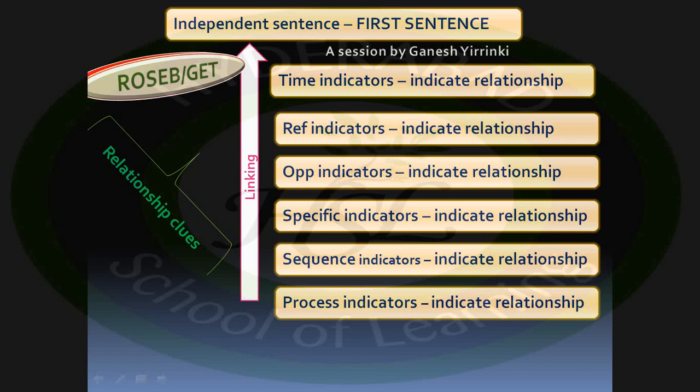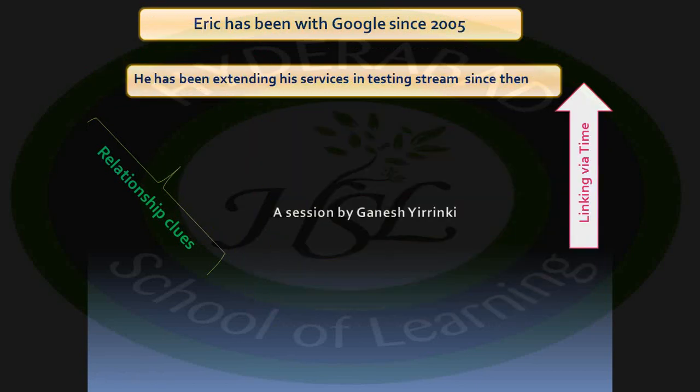So usually the first sentence is very, very broad. I will explain all this now. Let's take a look. Eric has been with Google since 2005. This is purely an independent sentence. And the next sentence, how does it establish a link with the previous sentence? Linking can be understood via time also. For example, he has been extending his services in the testing stream since then.